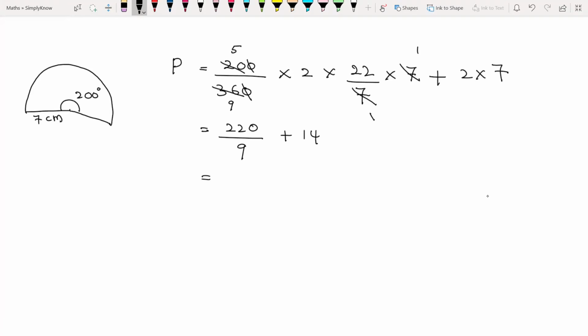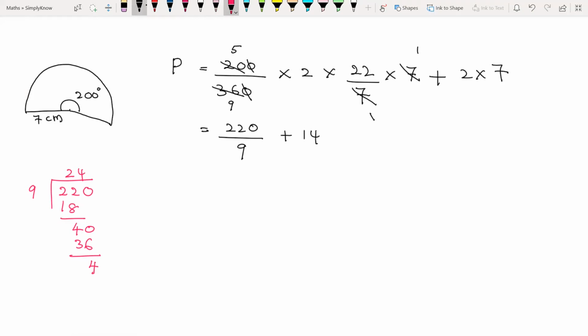Now we can keep our answer as a fraction or as a decimal. So in this case, I'm going to keep my answer as a fraction. So what is 220 over 9? Now I'm going to keep this 220 over 9 as a mixed number. So I'm going to use long division now. 220 divided by 9. 9 times 2 is 18. A remainder is 4. Then 9 times 4 is 36 and the remainder is 4.